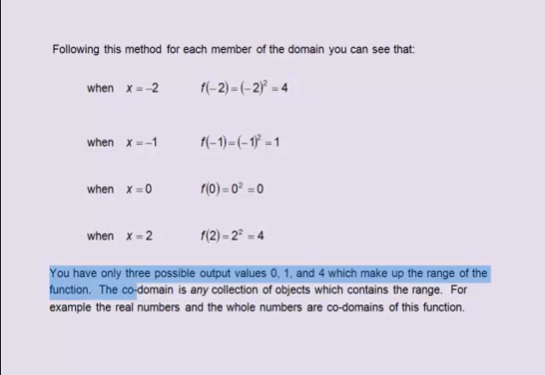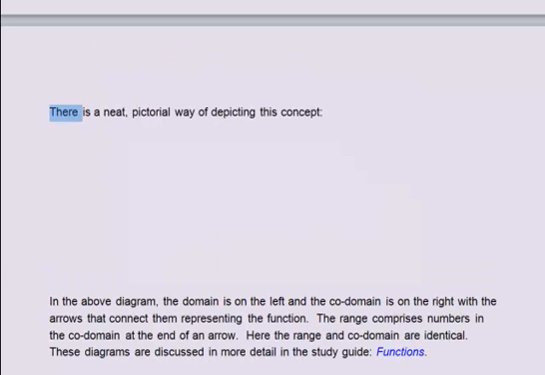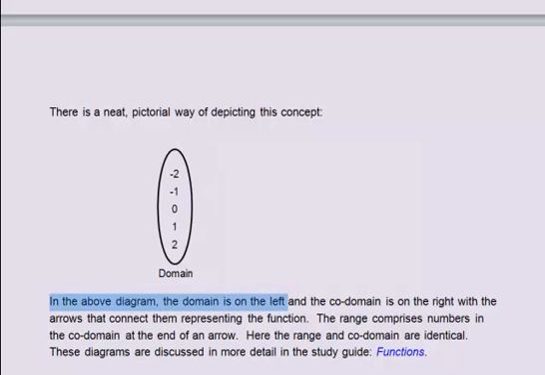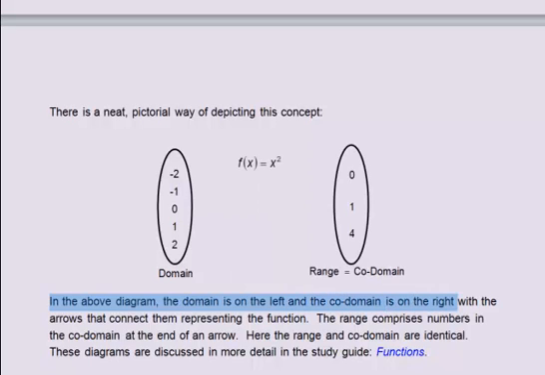The codomain is any collection of objects which contains the range. For example, the real numbers and the whole numbers are codomains of this function. There is a neat pictorial way of depicting this concept. In the diagram, the domain is on the left and the codomain is on the right, with arrows that connect them representing the function f of x.